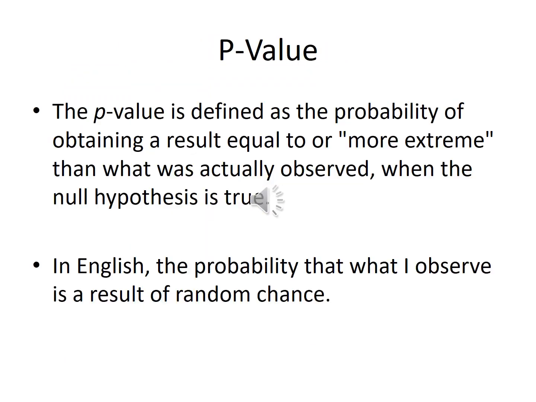Now we're going to talk a little bit about p-value. Technically, it's defined as the probability of attaining a result equal to or more extreme than what was actually observed when the null hypothesis is true. In English, when you get a p-value, that's actually the probability that what you're seeing is a result of random chance. So if I get a p-value of 0.10 or 10%, that's telling me there's a 10% probability that it's just random chance that's happening. Really nothing special going on. If I get a 90% chance, it tells me more than likely it's just random chance.